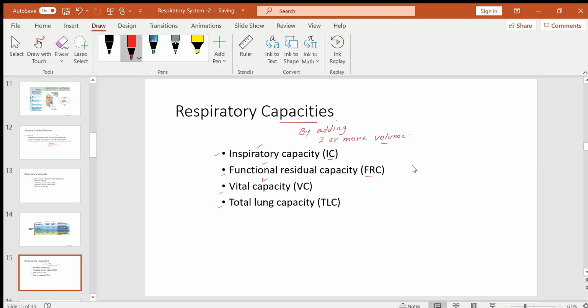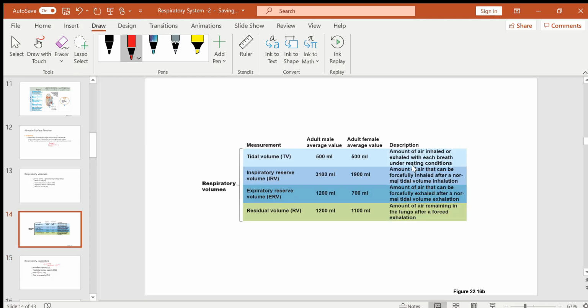Okay, so first, what are those volumes? Tidal volume, very simple: how much air you inhale or exhale in normal breathing. Okay, so the amount of air you inhale or exhale in normal quiet resting condition. And it is the same amount of air you inhale and exhale, 500 milliliter, okay, half a liter, and that is the same in male and female.